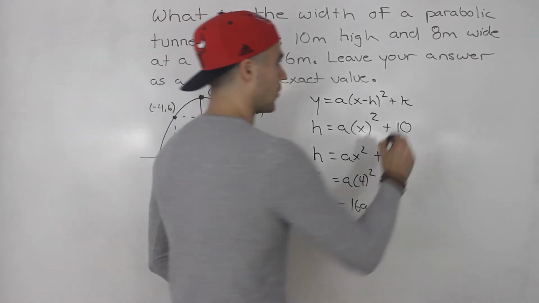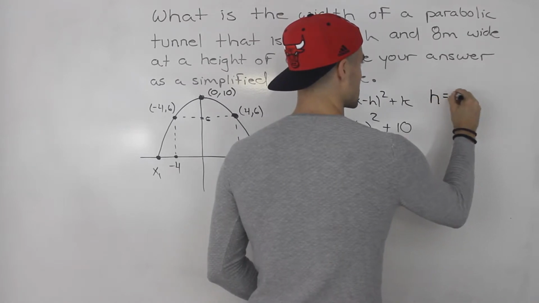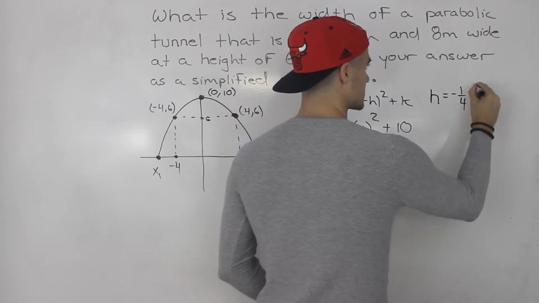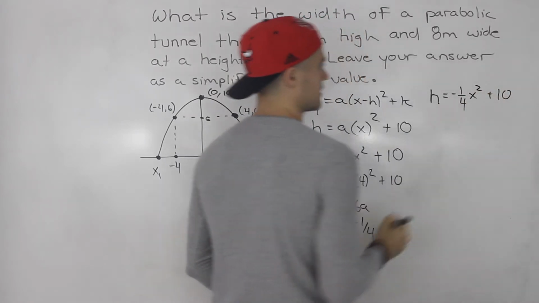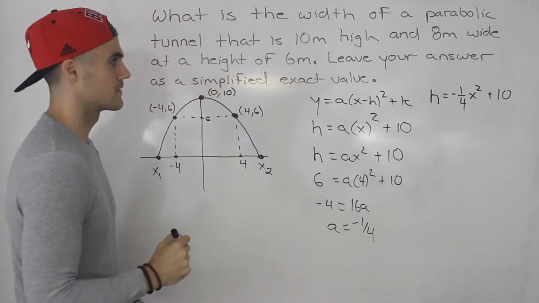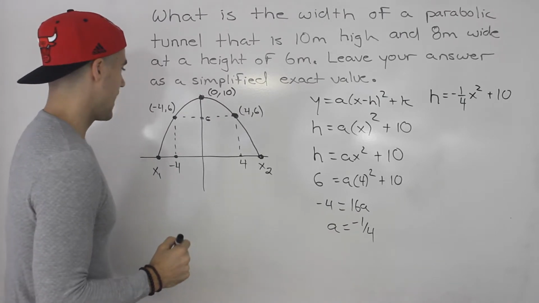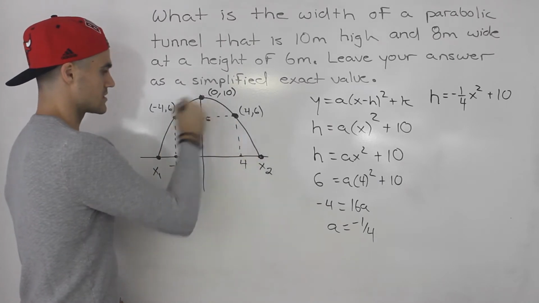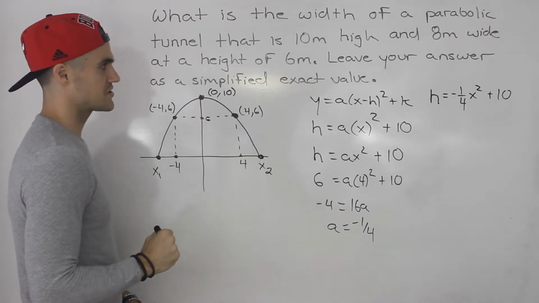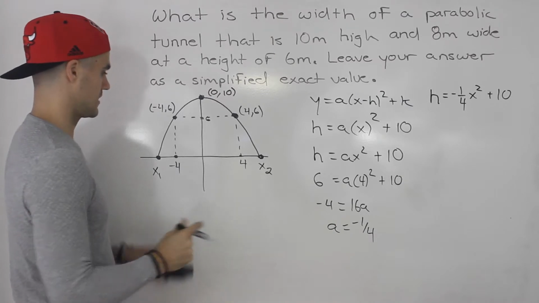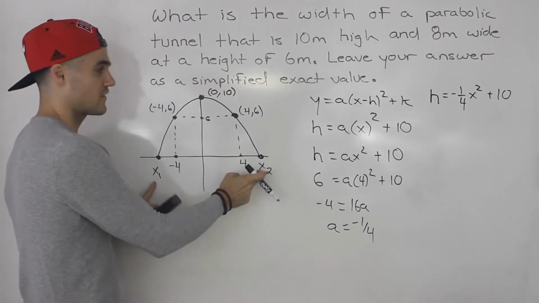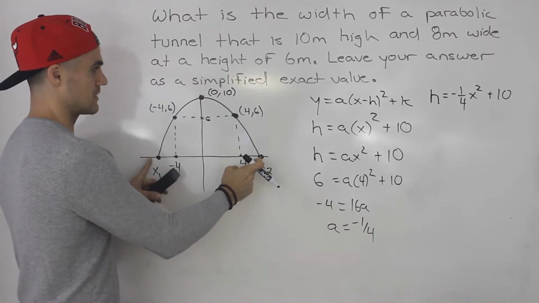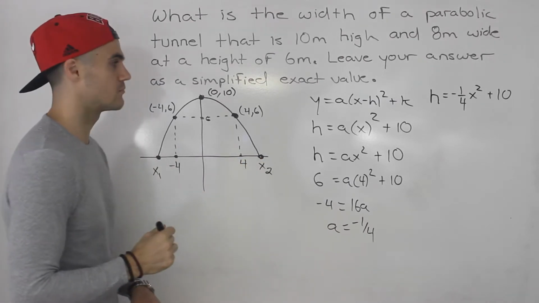So we know that the equation is h equals negative 1 over 4, we plug in the a value there, x squared plus 10. Okay, so that is the equation that models this parabola. And now what's our next step? Our next step is we have to find x1 and x2. We have to find the x-intercepts, because once we have the x-intercepts, then we can find the distance between them, and that would give us how wide the bridge is.